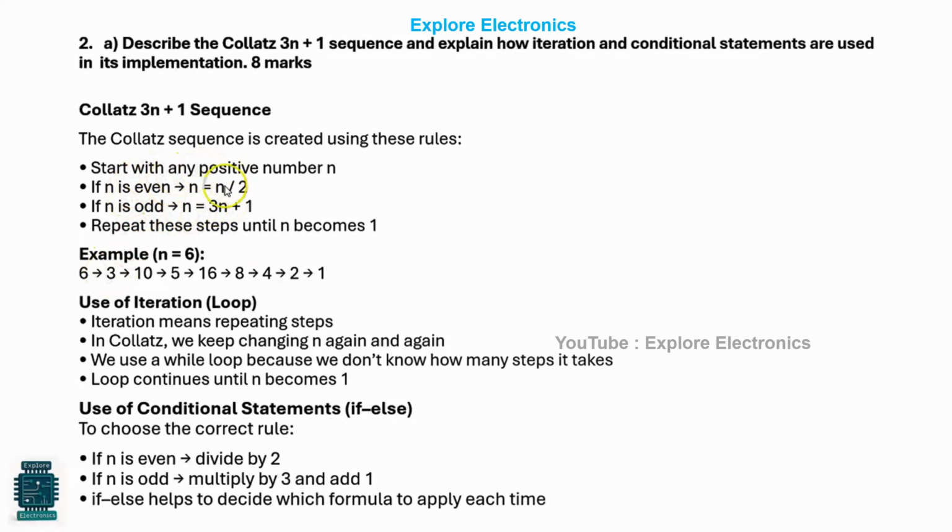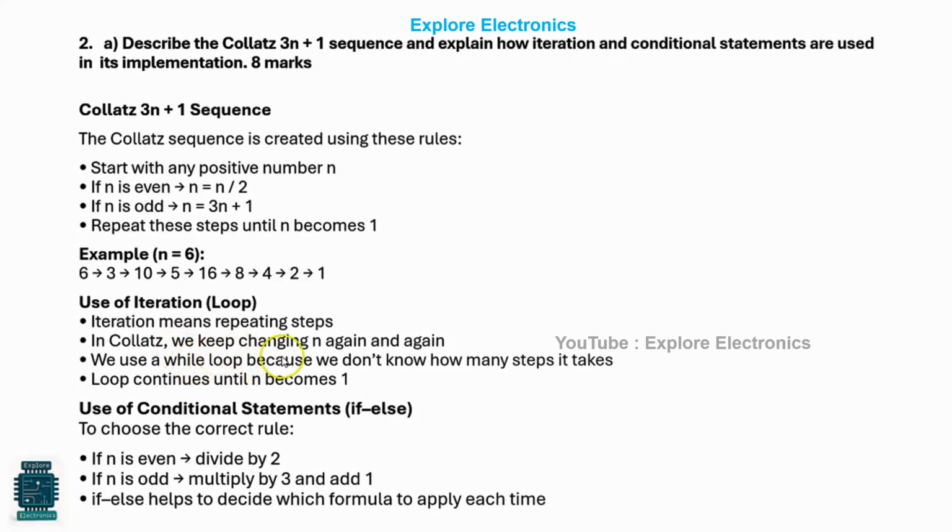If it is even, I am doing these steps, which means I am repeating that again and again until it becomes 1. Clear? In Collatz, we keep changing n again and again. 8, again it is even. I am doing these steps again. The value of n keeps on changing.